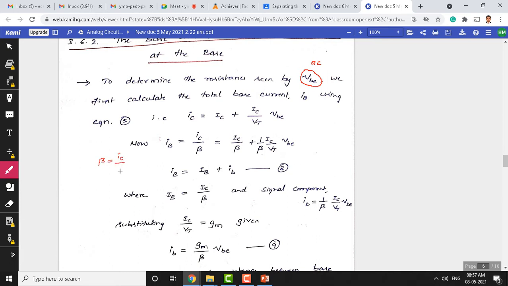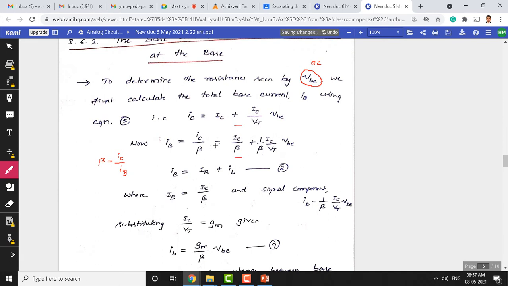So you can write IB as we want it here. IB is equal to IC by beta. That is what we have written here. Now we have an expression for IC which we have taken from equation 5. You can substitute here for IC and see the simplified equation. For the first term you divide by beta, and the second term also gets divided by beta. That's the change you see from this equation to this.